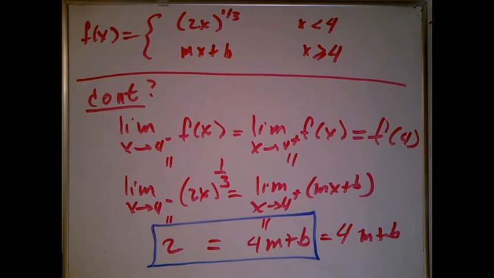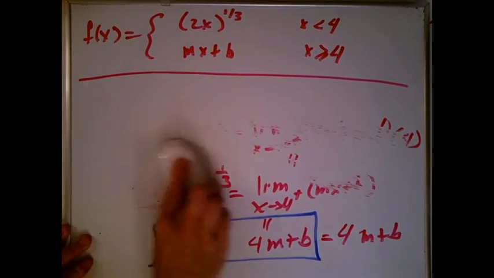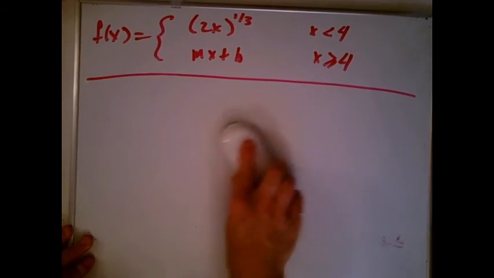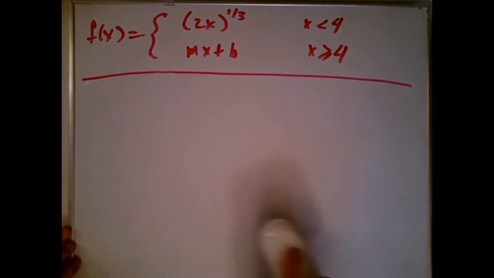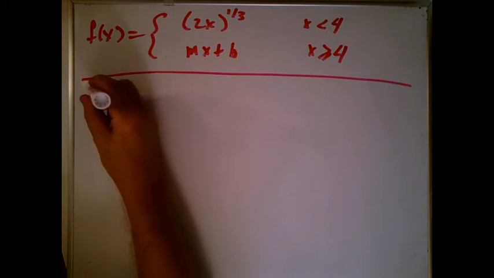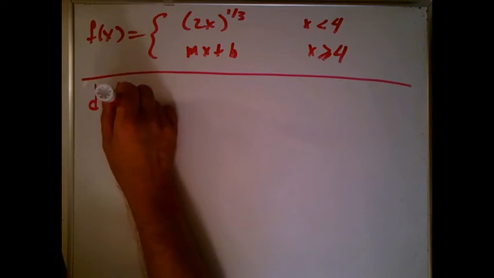So I have this little whiteboard down here. I just write down 2 equals 4m plus b, and now we're going to worry about the slopes. Because as we just mentioned, there's an infinite number of lines we can draw there, but there's probably only one that actually makes it smooth. So what we're going to do now is worry about being differentiable, and we're going to have to use some of the information they gave us.